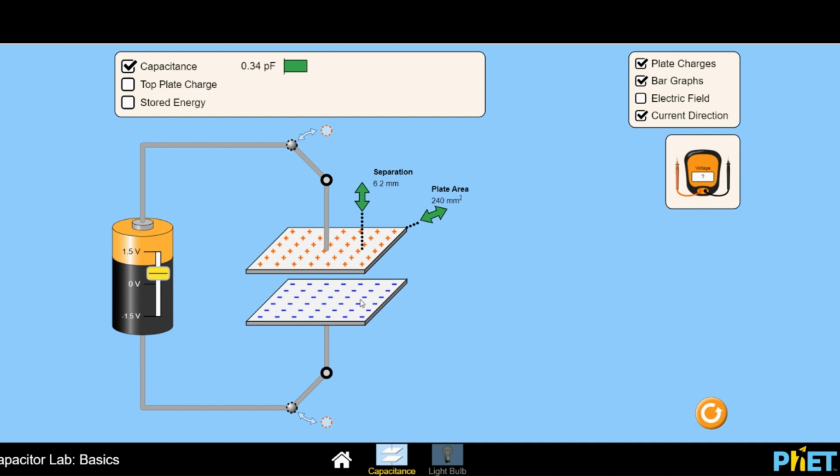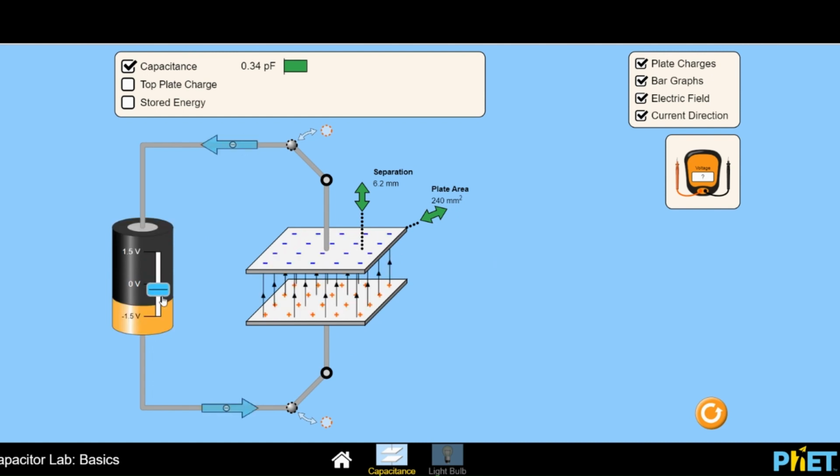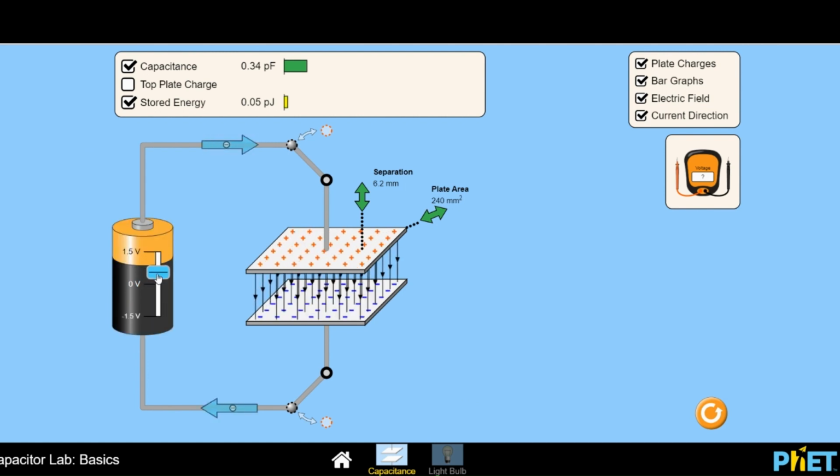Because of this, there arises an electric field, moving from the upper plate towards the lower plate, from the positive to the negative direction. So, there is an electric field which exists between the two plates. Now, if I change the direction of the applied voltage, then the direction of the electric field also changes. The amount of energy which is stored in the capacitor will also vary as I vary the voltage applied to the two plates.